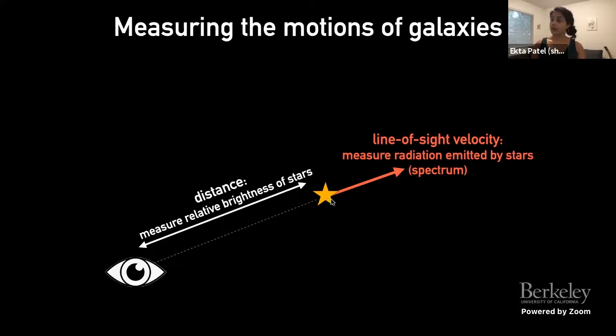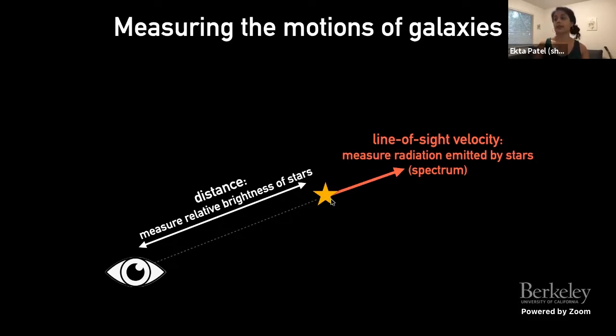If you also measure the spectrum of a star, which measures the radiation emitted by that star, you can derive the motion of that star in the direction towards and away from you, which we refer to as a line of sight velocity. So essentially with these two pieces of information, you know how far away that star is, or how far away that galaxy is if you're looking at a star in a galaxy. And you also know how it's moving towards and away from you, given that our vantage point is here on the Earth.